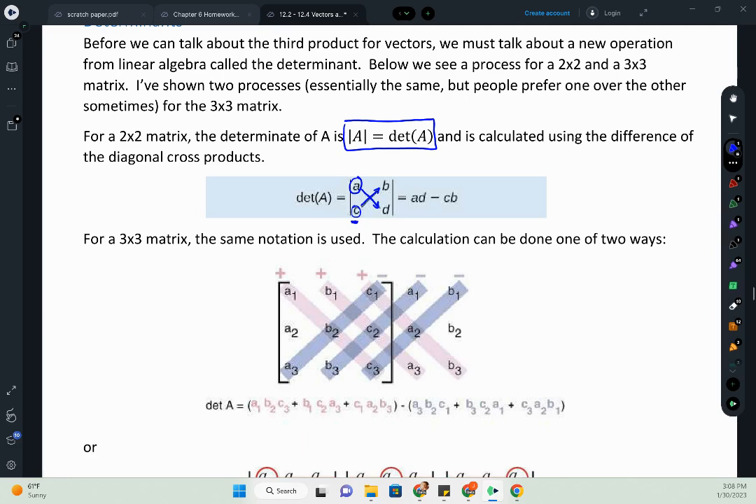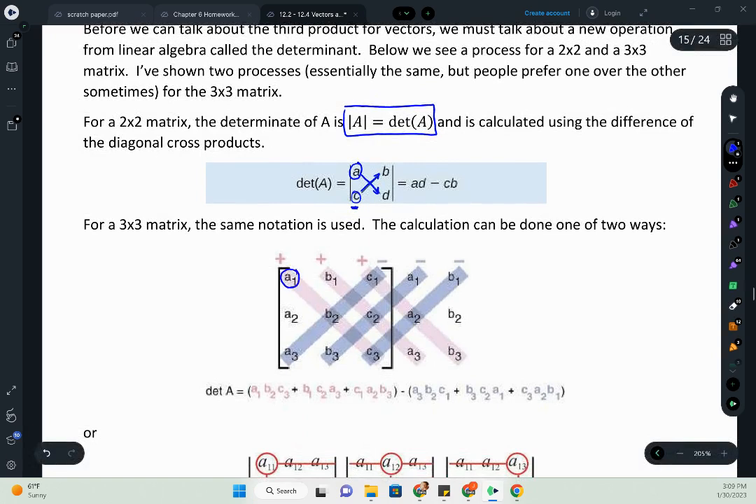In this particular picture, I have a 3 by 3 matrix inside these black brackets. We've got A1, A2, A3, B1, B2, B3, C1, C2, C3 for the 3 columns of our matrix. Then outside of the matrix and to the right of it, we list the first 2 columns over again. Then we start at the upper left corner of our array of numbers and go down in a diagonal and find a product. That first diagonal would be A1 times B2 times C3, and we see that right here down below.